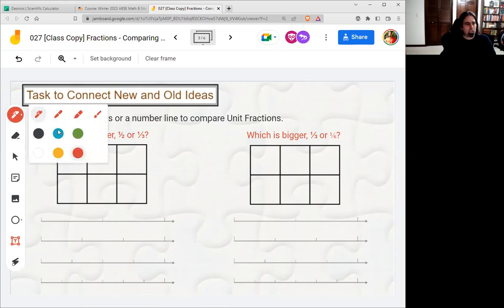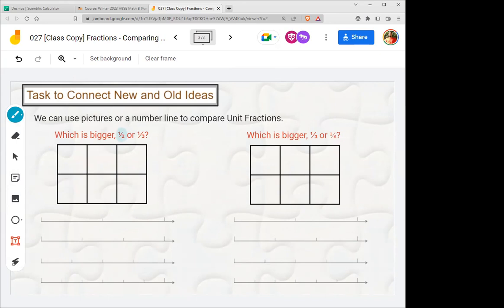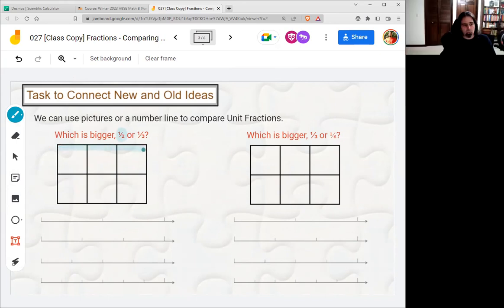How would I shade the half on my rectangle? You could shade 3 of them. Okay, I'll just pick the top 3 because I'm lazy and I don't want to reach far. Okay. So there's my half.